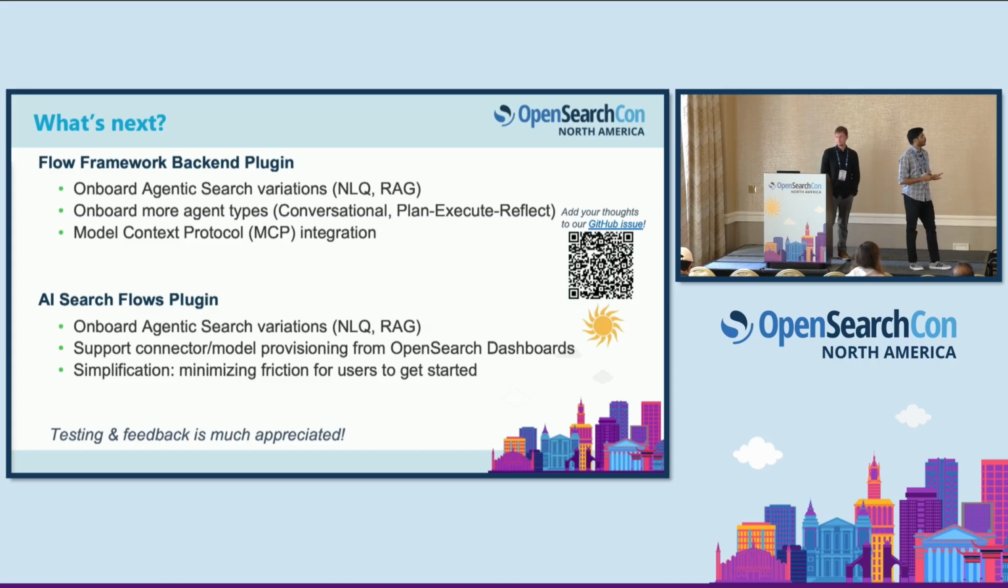We have to onboard more agent types. Right now on the Flow Framework backend plugin, we have the flow agent, but we also want to support the conversational agent and the plan-and-execute agent. And there is a new thing, Model Context Protocol for OpenSearch, which was released in 3.0, and we are soon trying to onboard it to the Flow Framework backend plugin as a one-click template as well.